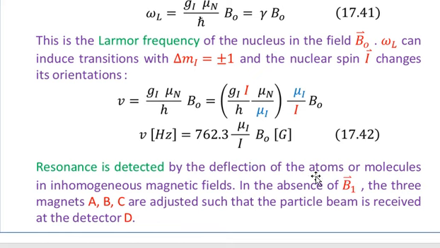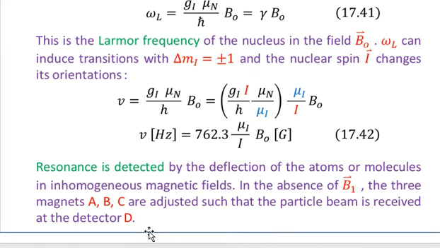Resonance is detected by the deflection of atoms or molecules in an inhomogeneous magnetic field. And this is what we shall discuss in detail using an experimental setup. Resonance is detected by the deflection of atomic or molecular beams when passing through inhomogeneous magnetic fields. In the absence of a B1 magnetic field, the three magnets A, B, C are adjusted such that the particle beam is received at the detector D.